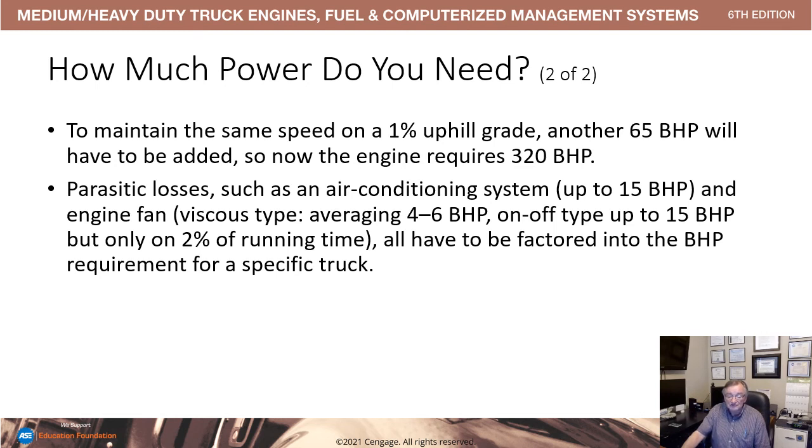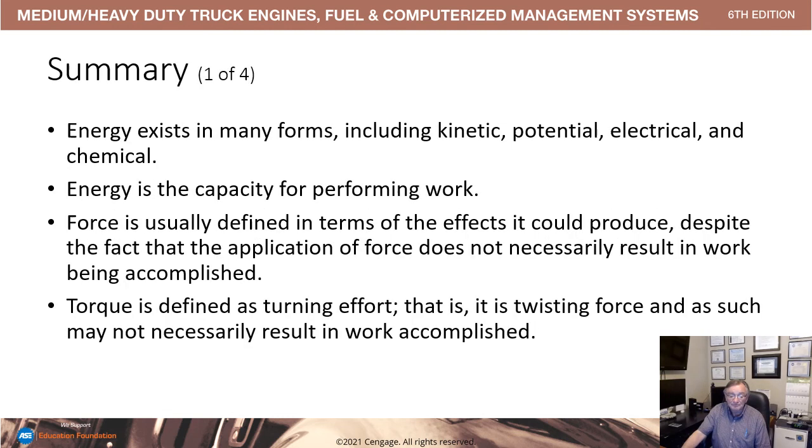Parasitic losses, such as air conditioning and engine fans, typical viscous fans, can take up to 15 brake horsepower even when running only 2% of the time. They all have to be factored into the brake horsepower requirement for a specific truck.